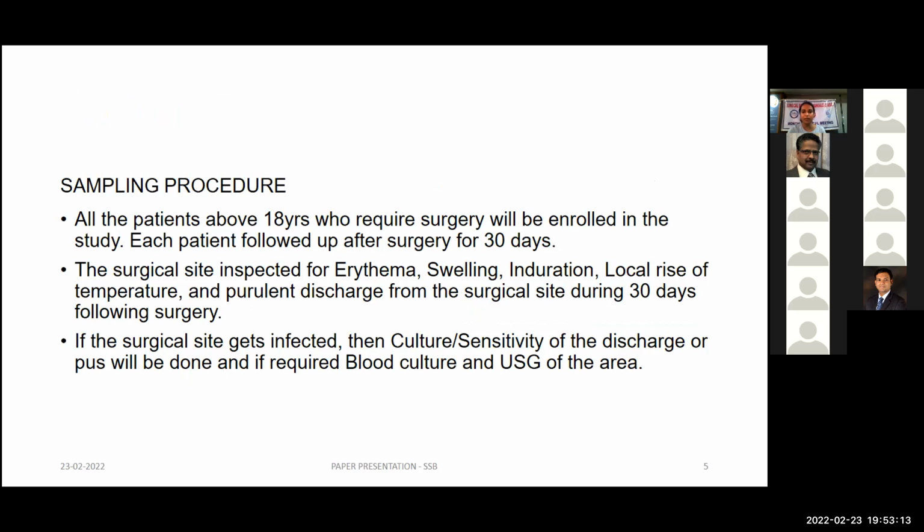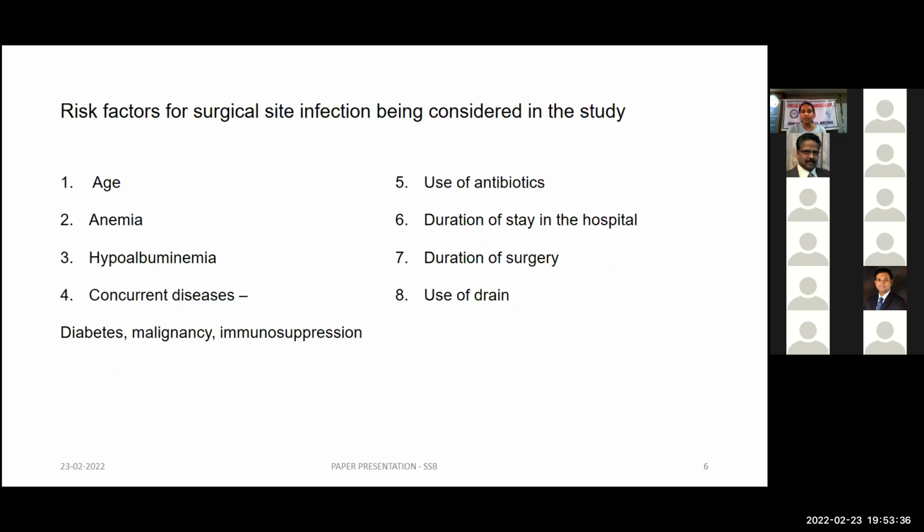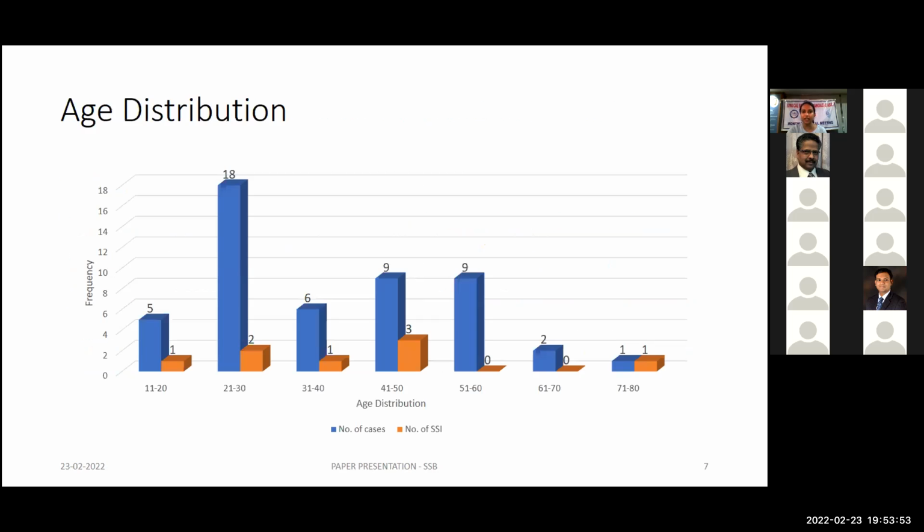The surgical site was inspected for symptoms and signs like erythema, swelling, induration, localized rise of temperature, and purulent discharge from the surgical site following surgery. If the surgical site got infected, then culture and sensitivity, and if needed, blood culture and ultrasound of the area was done. The risk factors for surgical site infection being considered in my study are age, factors like anemia, hypoalbuminemia, concurrent diseases like diabetes, malignancy, immunosuppression, use of antibiotics, duration of stay in the hospital, duration of surgery, and the use of a drain.